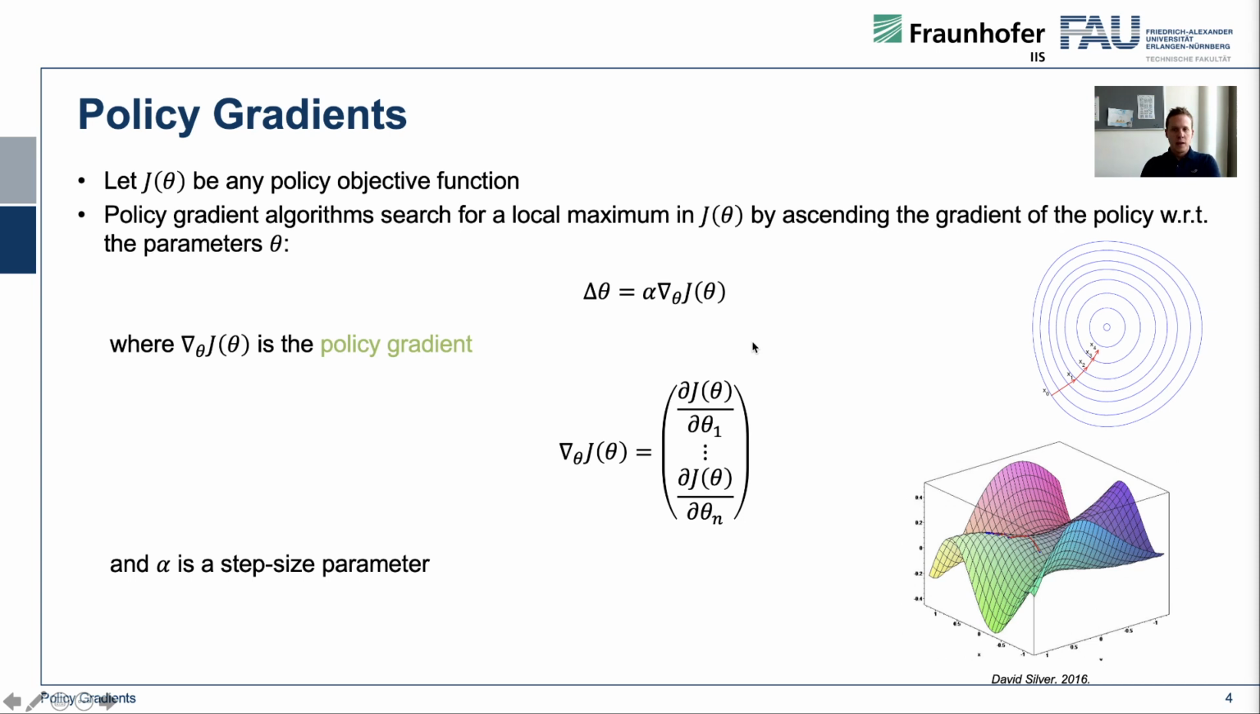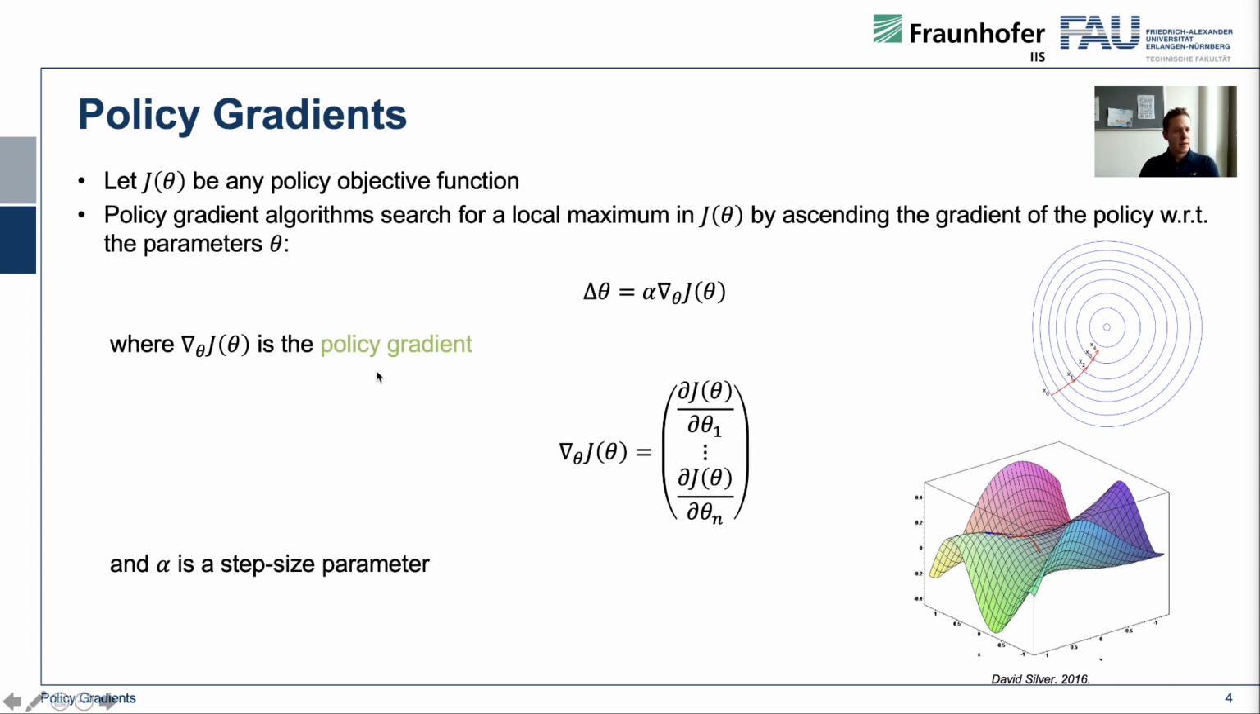So note that while in machine learning we usually talk about minimizing some objective function, so we do gradient descent, here we want to maximize the expected return, which basically means that we do gradient ascent, which is just like switching the minus to a plus.